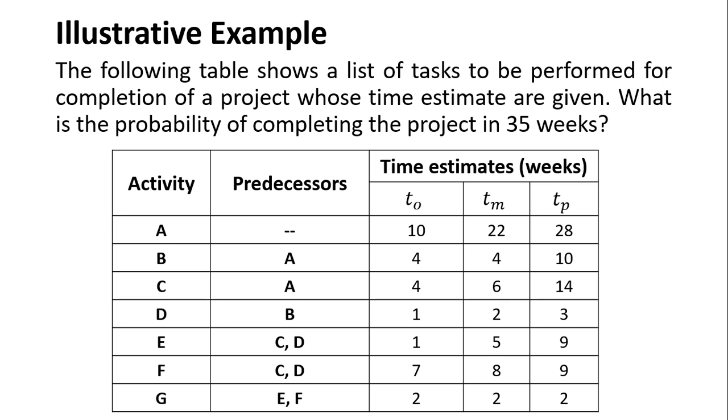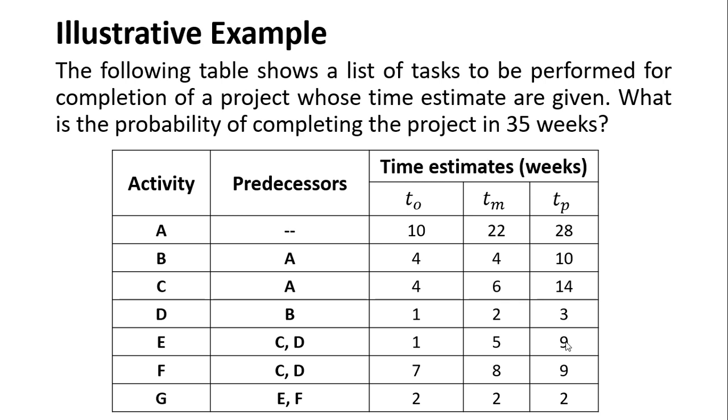Now we have a table here, with the activities, a column for predecessors, and the time estimates. We have 3 time estimates: the optimistic time, most likely time, and the pessimistic time. To perform the project evaluation technique, we also need the network diagram. In order to have the network diagram, we need a single time value for each activity. But here you can see we have 3 time estimates.